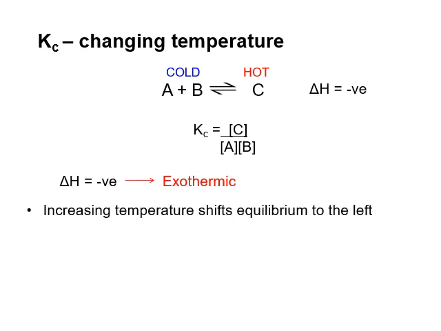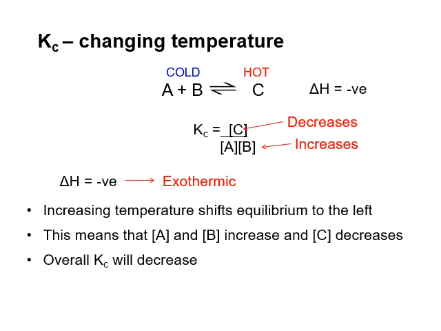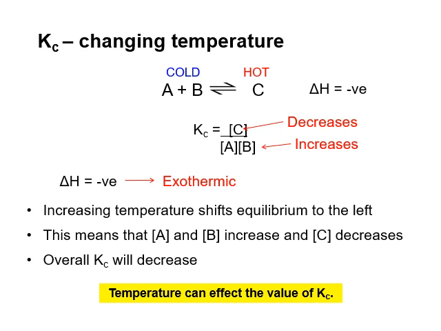So if we increase the temperature in this case, it's going to shift the equilibrium to the left to try and cool the reaction vessel back down again. This is going to mean that A and B will increase and C will decrease. So A and B on the bottom there are increasing, C is decreasing. That means that overall, because the bottom has increased and the top has decreased, Kc will decrease. So temperature can affect the value of Kc. You will need to be able to predict what it will actually do to the size of Kc using the system I've just shown you.